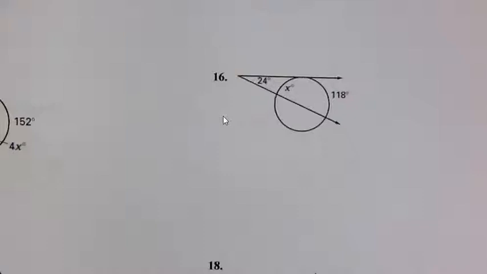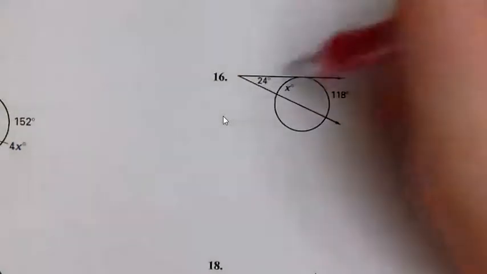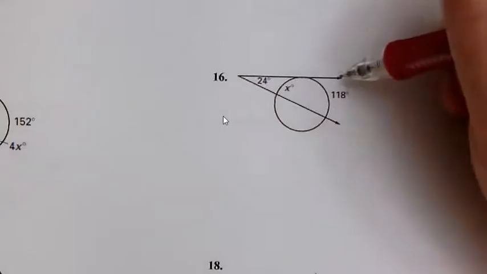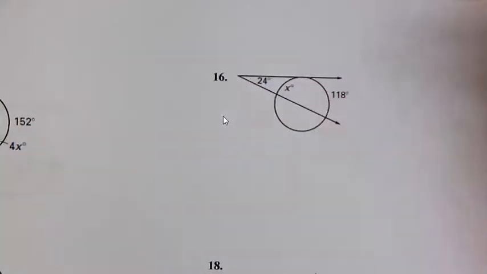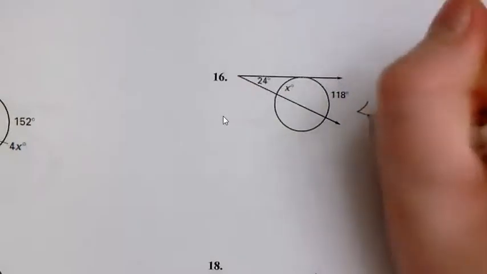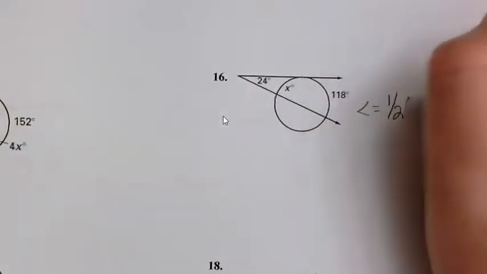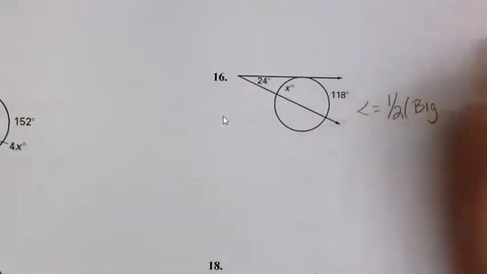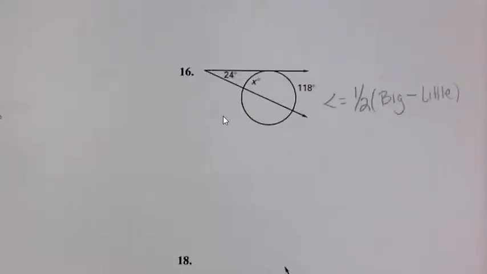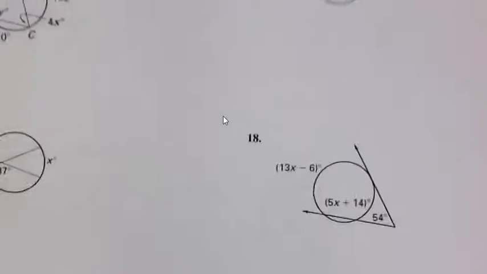16 is what we just learned about yesterday in 10.5. If the angle's outside the circle, the difference of the arcs divided by 2, or half the difference of the arcs, equals the angle. So you have the angle equals 1/2 the big arc minus the little arc, or small arc. Excuse me.